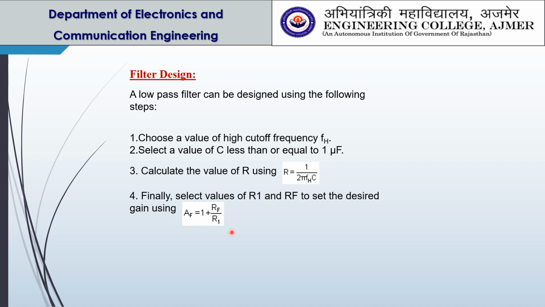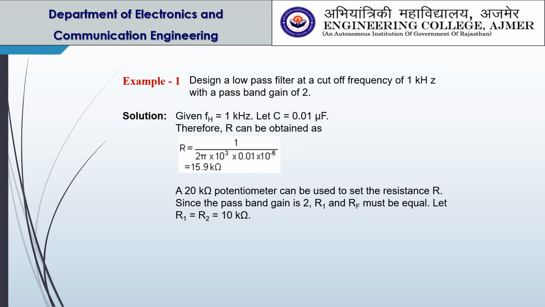If we are designing a non-inverting amplifier, then the operational amplifier gain comes out AF equal to 1 plus RF by R1. So according to what gain we desire, we can choose the value of R1 and RF. So let's see an example.